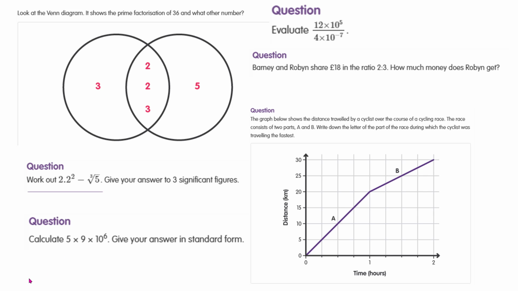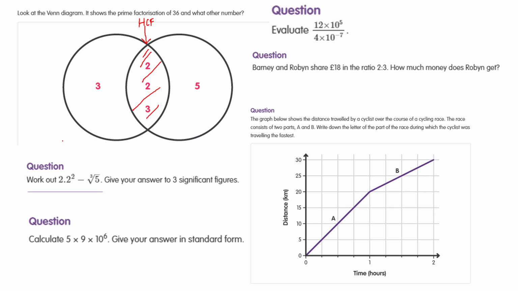So here we go. These questions are from your calculator paper, and I'm going through the questions where less than 50% of the class got this question correct. Now, if you remember this Venn diagram, the middle equals the highest common factor. Yeah, all this here.